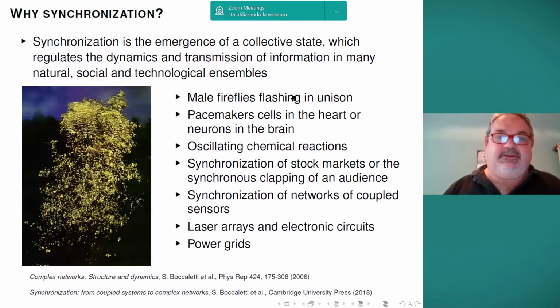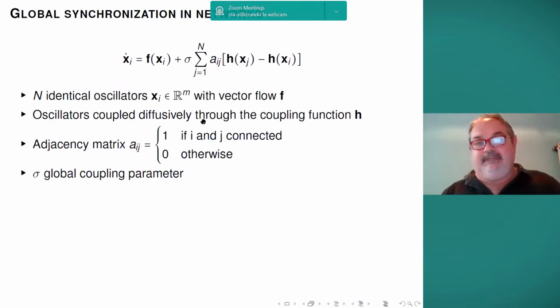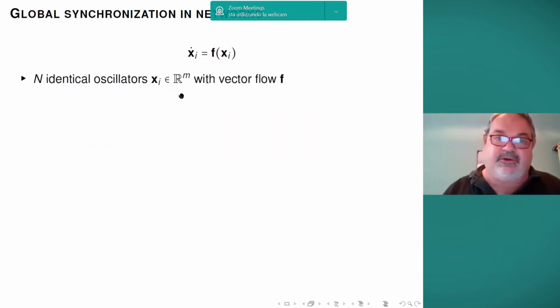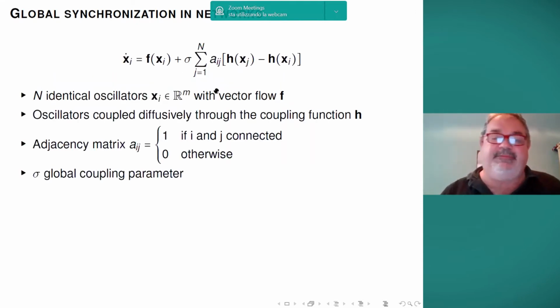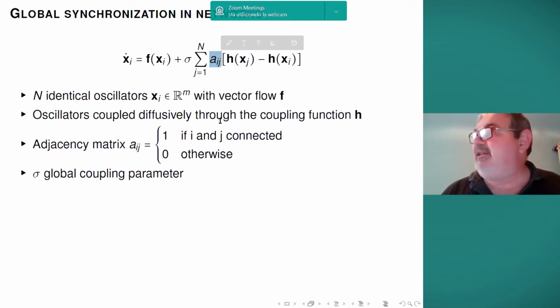And obviously the flow is a function from R^m to R^m, and so forth. And now you couple them: you put here a coupling strength sigma, then you couple them by means of an output function H, and by means of a network adjacency matrix A_ij.